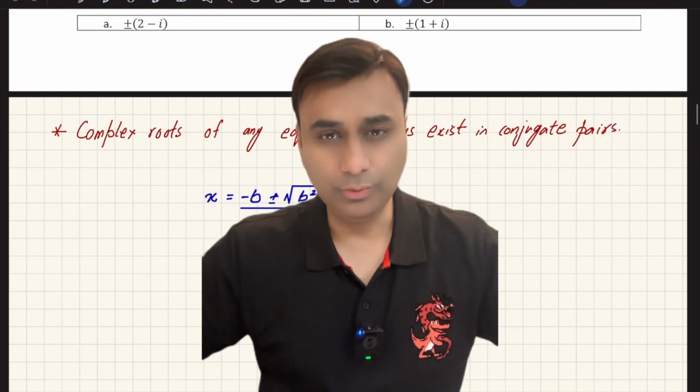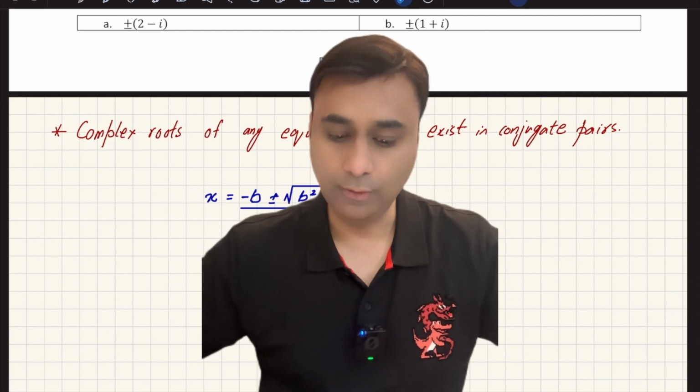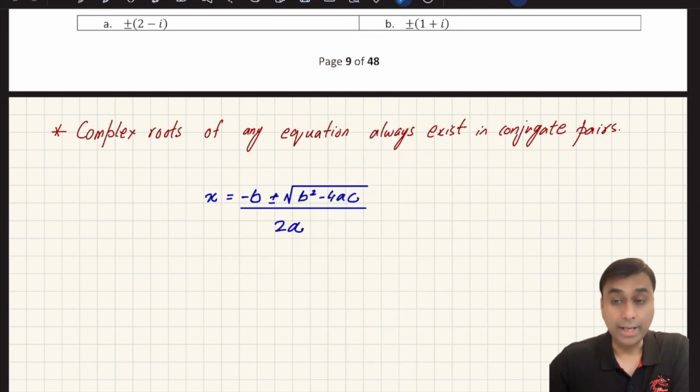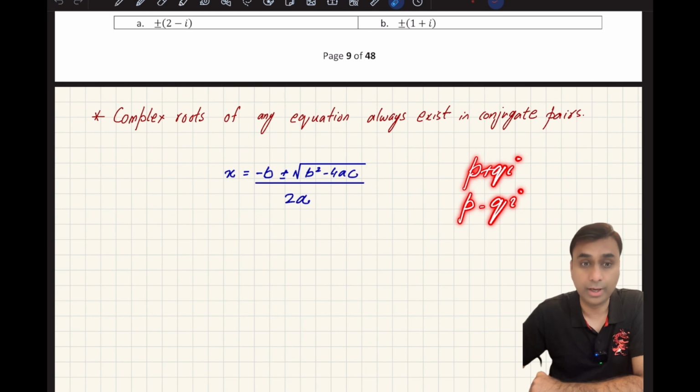In this video, I will continue discussing more concepts regarding complex numbers. The next thing you should know is that whenever you solve a polynomial equation and you get a complex root, the complex roots must always exist in conjugate pairs. Like, if you have one root as p plus q iota, then it must definitely have another root as p minus q iota, the conjugate pair of that.